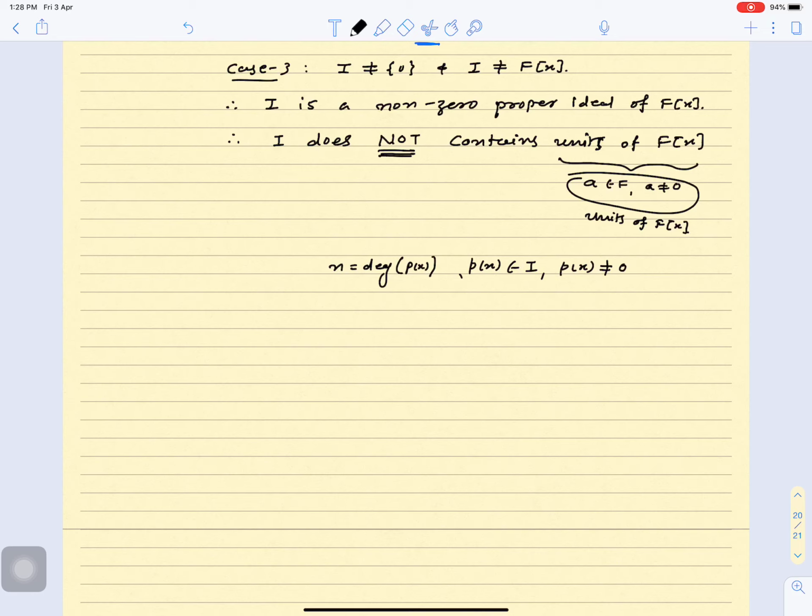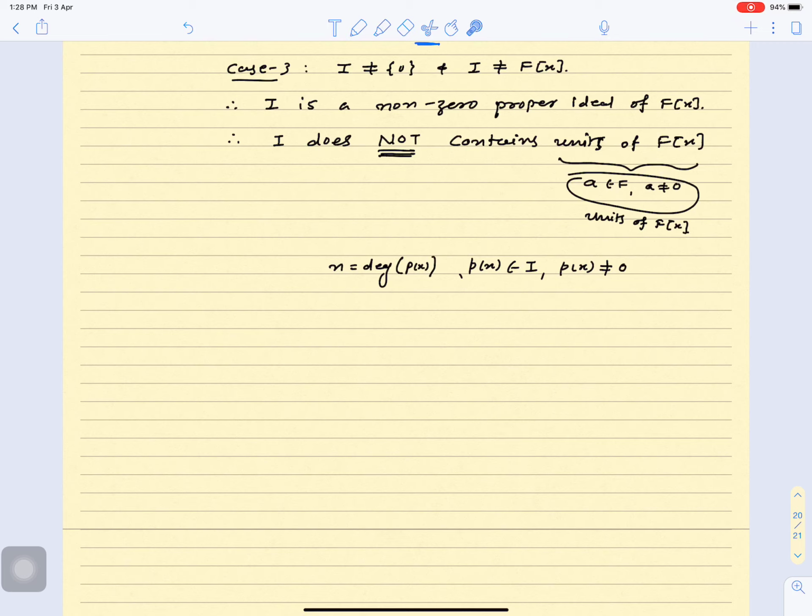And in I there are no units. So in I there will not be a constant polynomial other than the zero polynomial. The zero polynomial is there because I is an ideal, so the zero element must be there. But if you consider any non-zero constant polynomial, then it will not be there. If it is there, then that non-zero constant polynomial is a unit element of F[x], and hence I becomes all of F[x], but I is not equal to F[x].